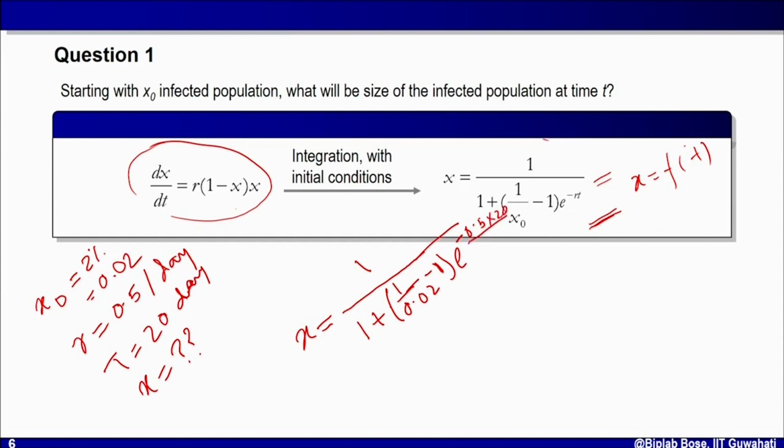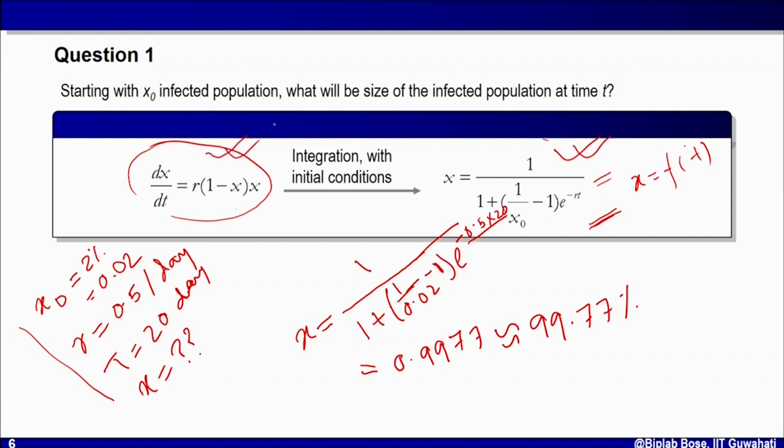So this is R into T. This will give me a value of around 0.9977. That is approximately 99.77%. So what I have done, I have taken the numerical values given here and plugged them in this function that I have got from the integration of the ODE based model.